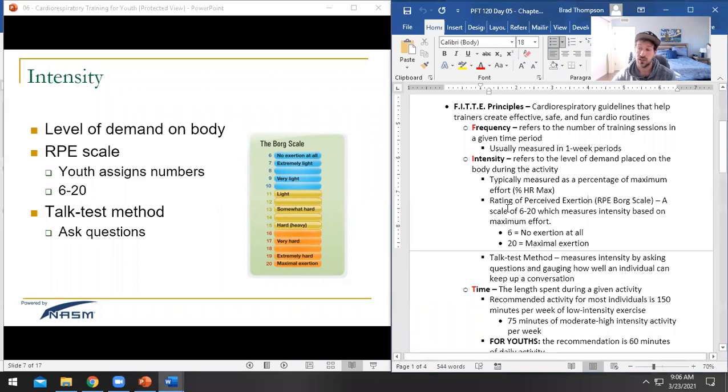You can also use their perceived exertion, right? And this is what we call the RPE scale. This is the rating of perceived exertion scale, or they call it the Borg scale, right? It's a scale that uses a range of anywhere from 6 to 20 to measure your intensity, with 6 being no effort and 20 being, oh, I'm gonna cough up a lung. Like, this is the maximal intensity effort.